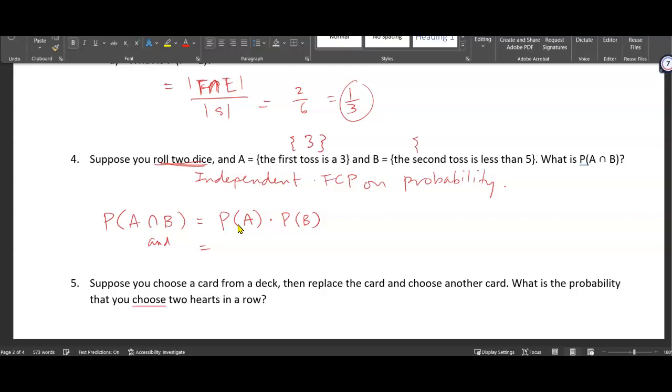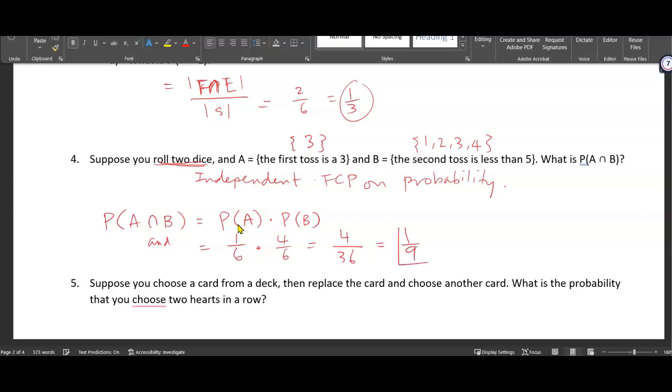But for event B, the second toss that is less than 5, it's going to be 1, 2, 3, and 4, right? So that's 4. So this is going to be 1 out of 6, and then the other one is going to be 4 out of 6. And so top times the top, bottom times the bottom for multiplication in fractions. So 1 times 4 is 4, and 6 times 6 is 36. And so 4 out of 36 can be simplified to be 1/9.